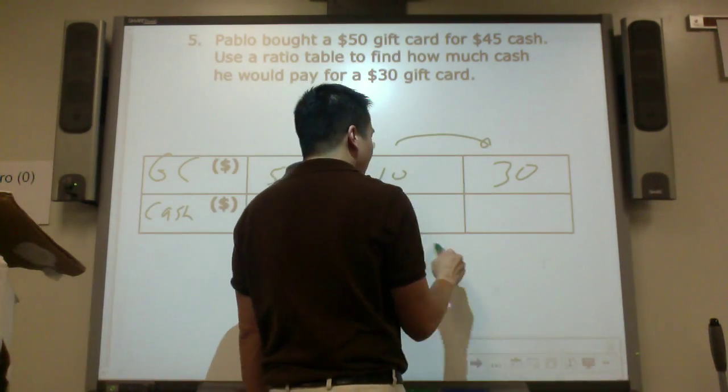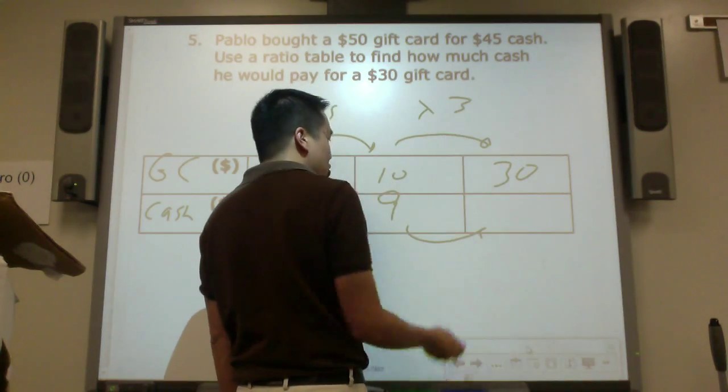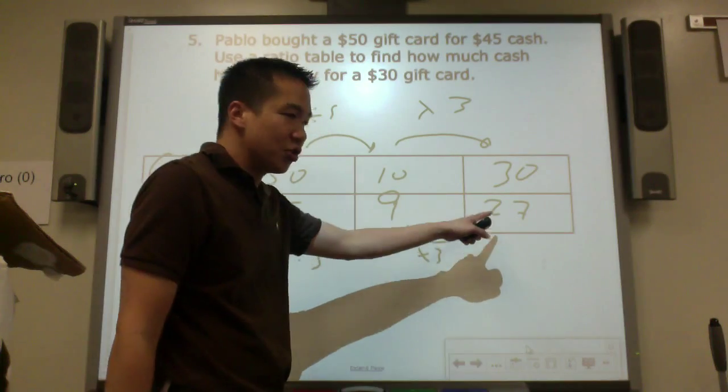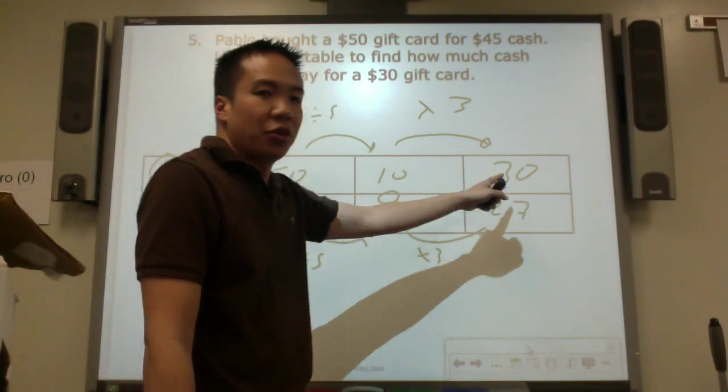Now can I build it up? I can scale it up, or scale it forward, by 3. So it's $27 cash. You can get a $30 gift card.